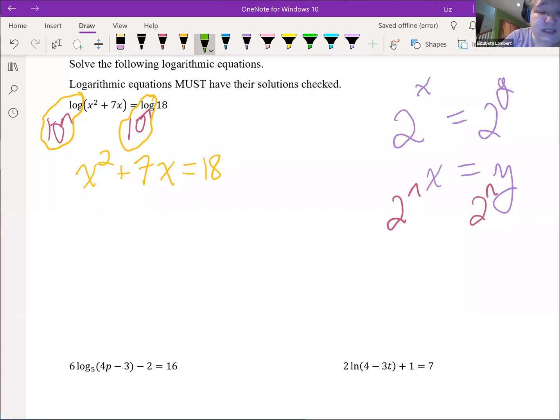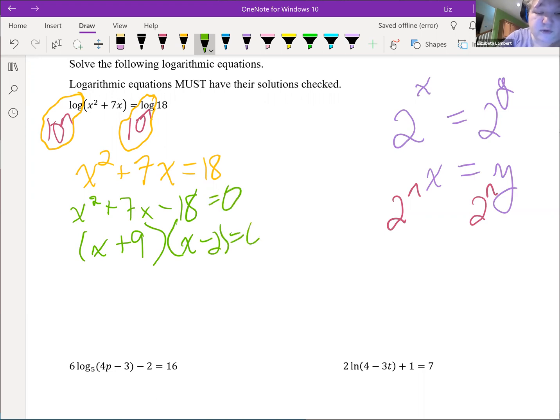So I'm just going to solve this really quick. We minus the 18 over, and we have x squared plus 7x minus 18. So that is going to be x plus 9 and x minus 2. Should still have those equal zeros. So I have negative 9 and positive 2 as my solutions. Now to check those, you literally substitute it back into the equation and see if it would give you the log of a negative number, or what I would call bad math.